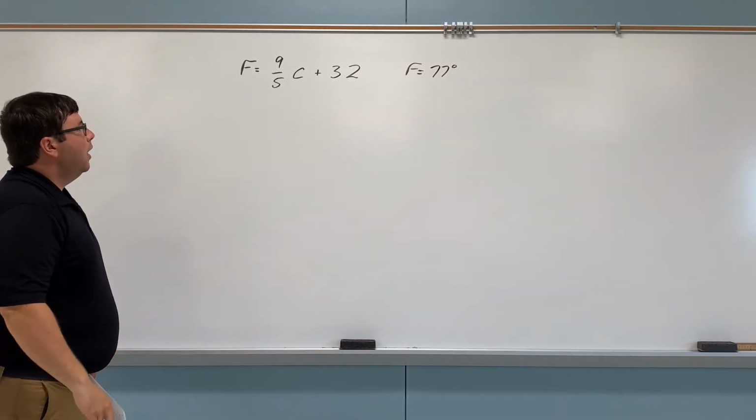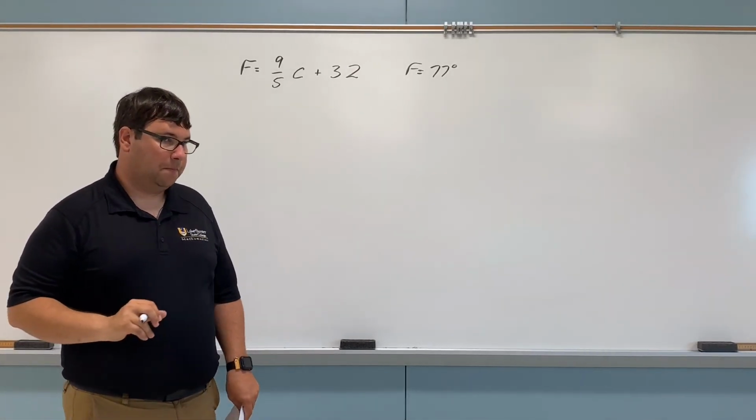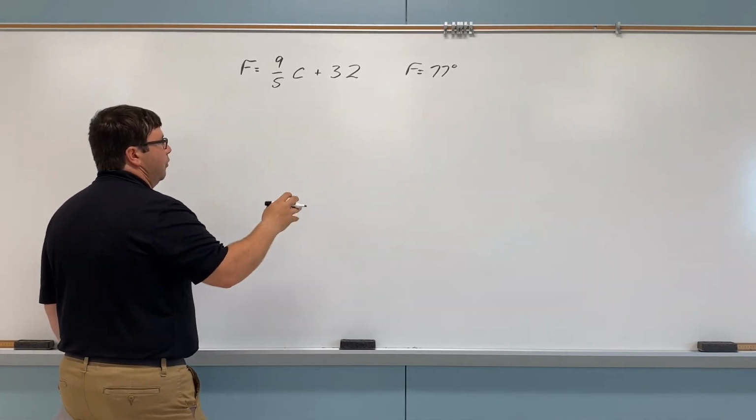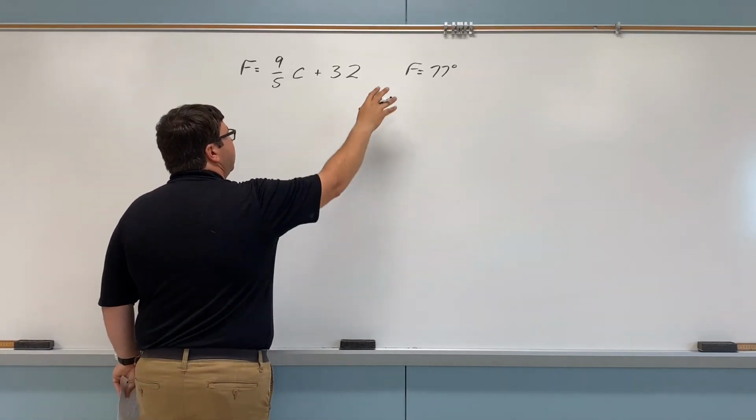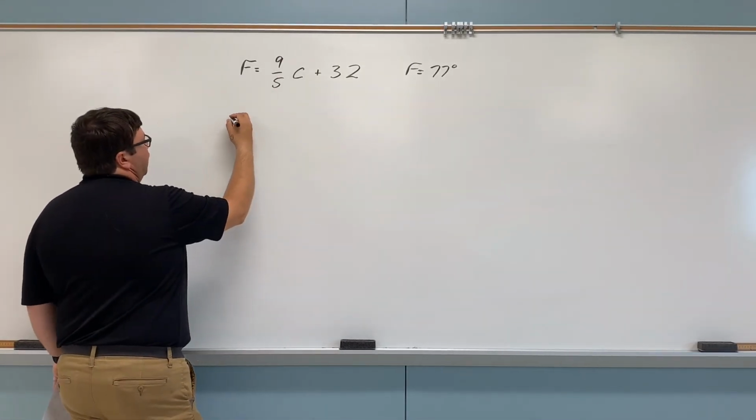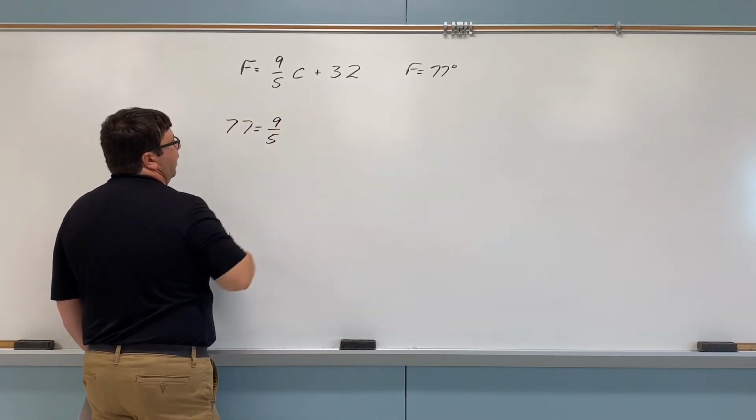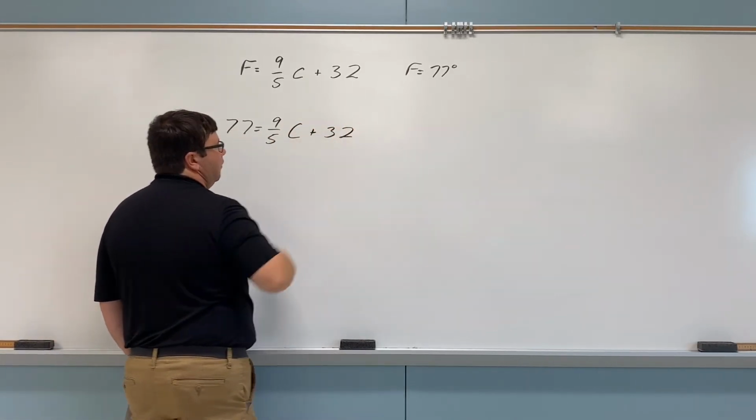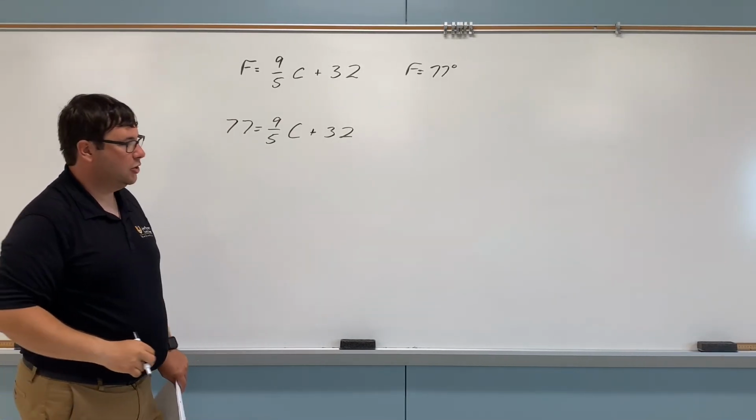Great. So there are a couple different ways that you can go through and solve this problem. I'm going to take the one that's probably most obvious to everybody who's watching. Though, again, a couple different ways that you can do this. So I'm going to take the 77 and I'm just going to plug it in. Why not? You have a value, so you absolutely can do this. So I have 77 degrees is equal to 9/5 C plus 32.